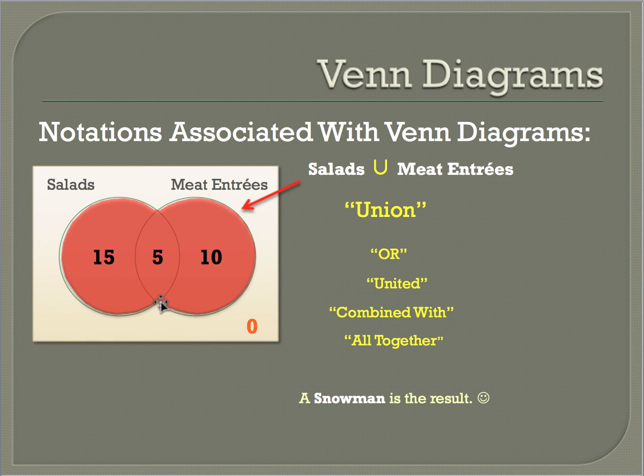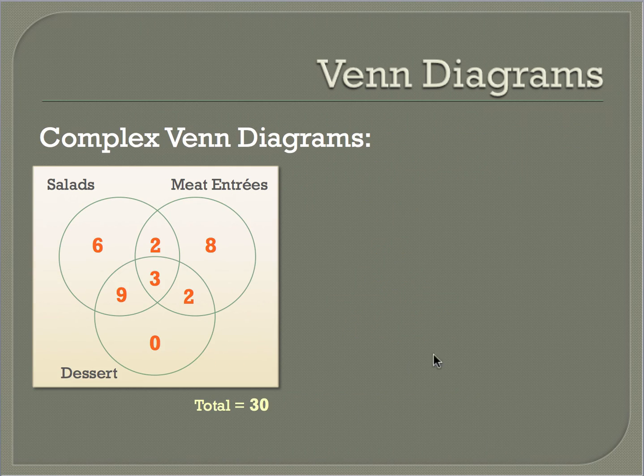Or I could just say, what are all the numbers all together that are inside the meat entrees and the salads? That's what we use with this symbol here, the U shape, or the U symbol that you see here. It stands for union. And the result is always a snowman. All right? Next, they can get more complex.